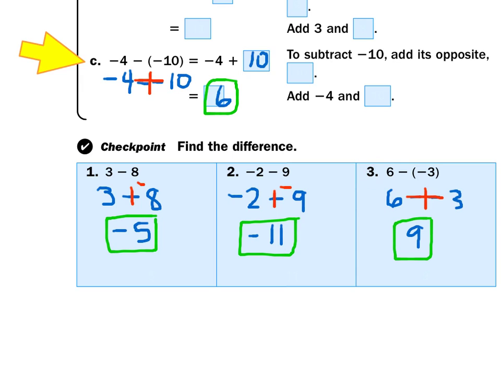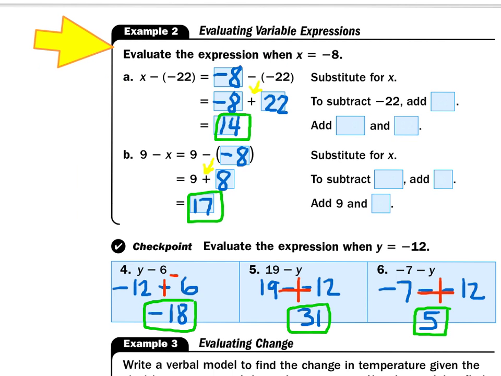Take a look at number 3. We have 6 minus negative 3. Again, when you see these two minus signs right next to each other, let them morph into a big giant plus sign. So this becomes 6 plus 3, which would give us 9.